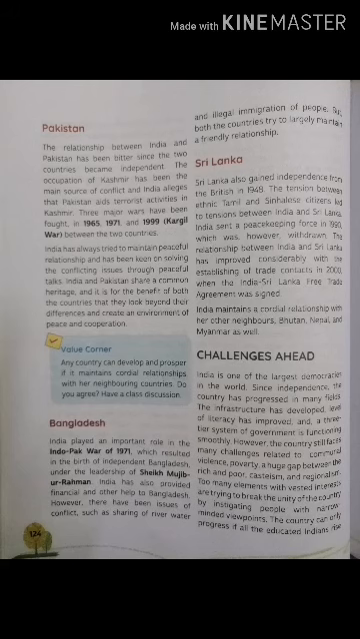Three major wars have been fought between the two countries, in 1965, 1971 and the 1999 Kargil War, which was the most famous one. India has always tried to maintain peaceful relationships and has been solving the conflicting issues through peaceful talks, but Pakistan always keeps provoking India.